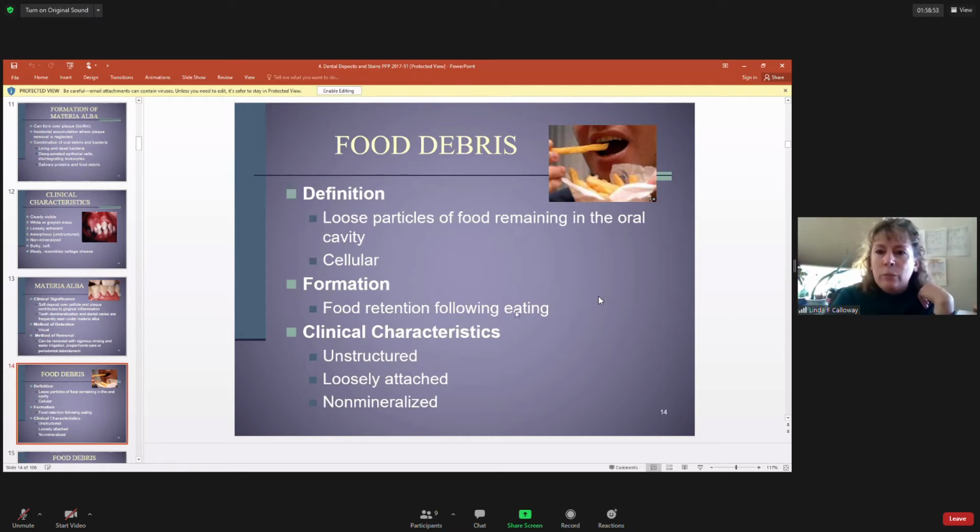Food retention following eating. Unstructured, loosely attached, non-mineralized.